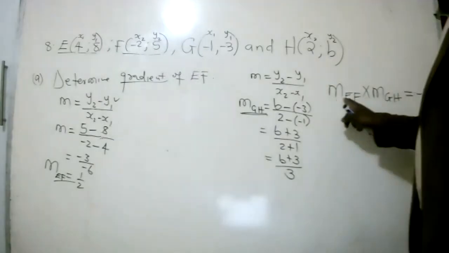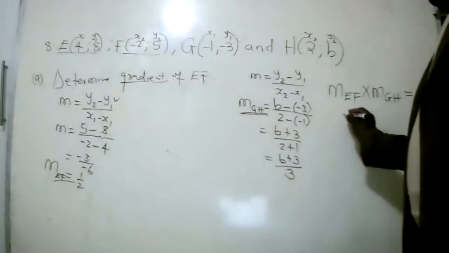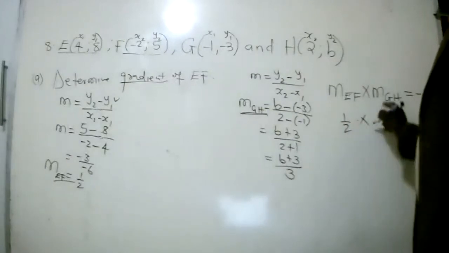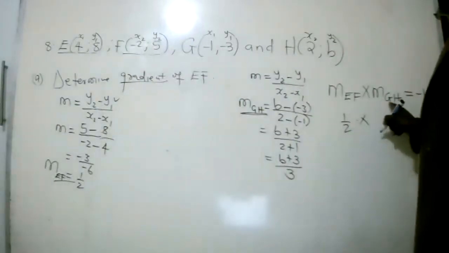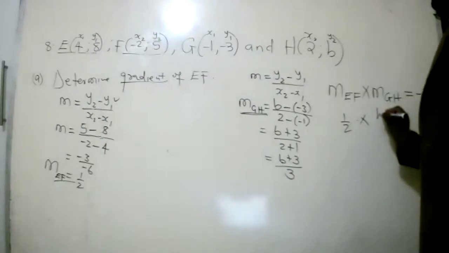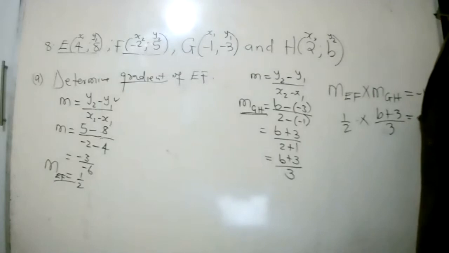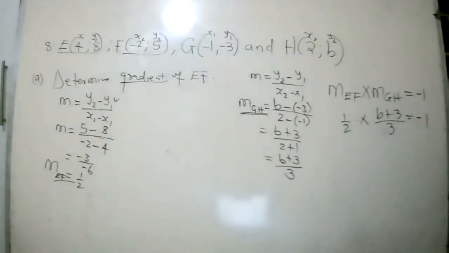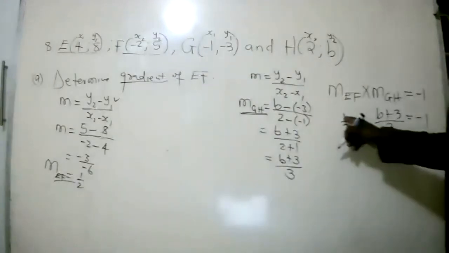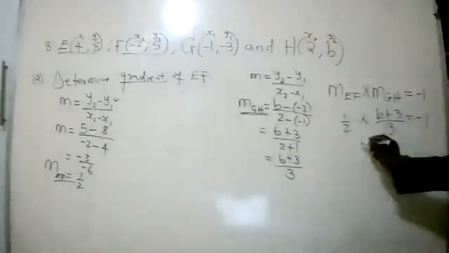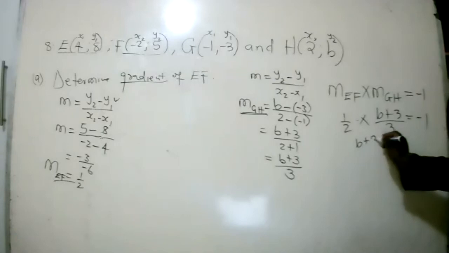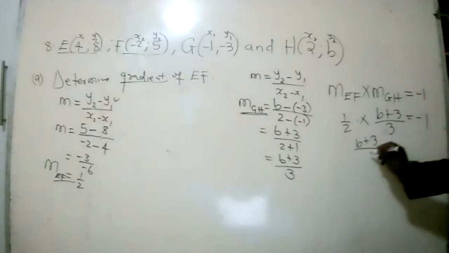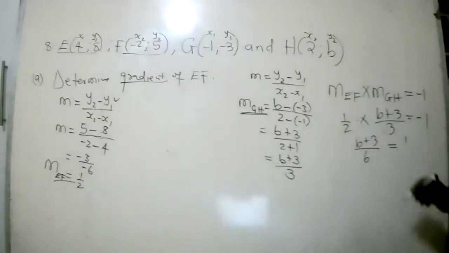Then here where we have gradient EF, we must substitute a half. And where we have the gradient of GH, we must substitute B plus 3 over 3. And this must be equal to negative 1. So what is left is just to simplify. This one must multiply that numerator. We're going to have B plus 3, all divided by 2 times 3, which is 6. And this is equal to negative 1.